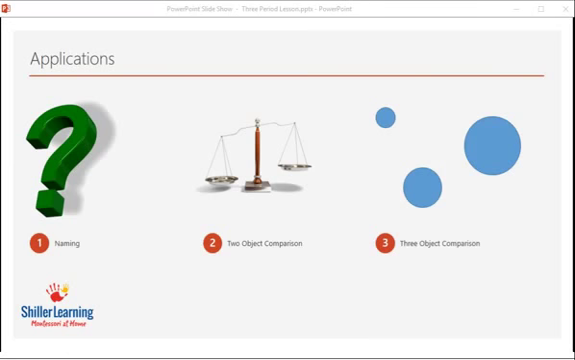What is this? It's dark. What is this? It's loud. Then, with 3-object comparison, our children learn the concept of superlatives.